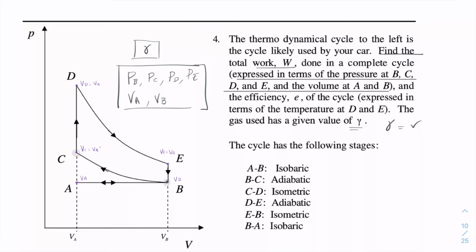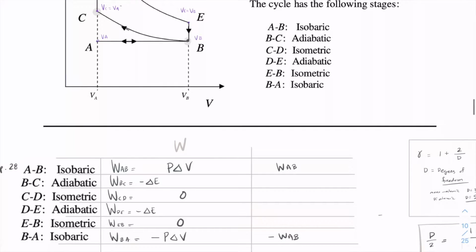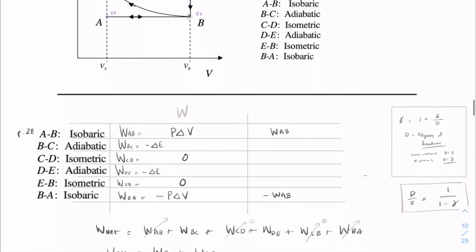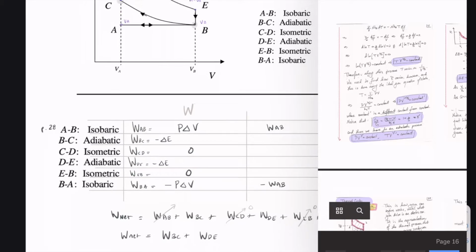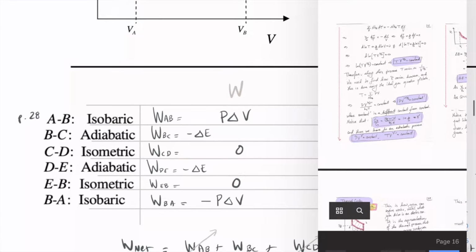So step one, we're going to look for the total work. What I did was I made a table for the total work, and I want to walk you through what is going on here and why I have these things. I'm going to look at the lecture notes and go through things one by one. We're told that from A to B we have an isobaric process.